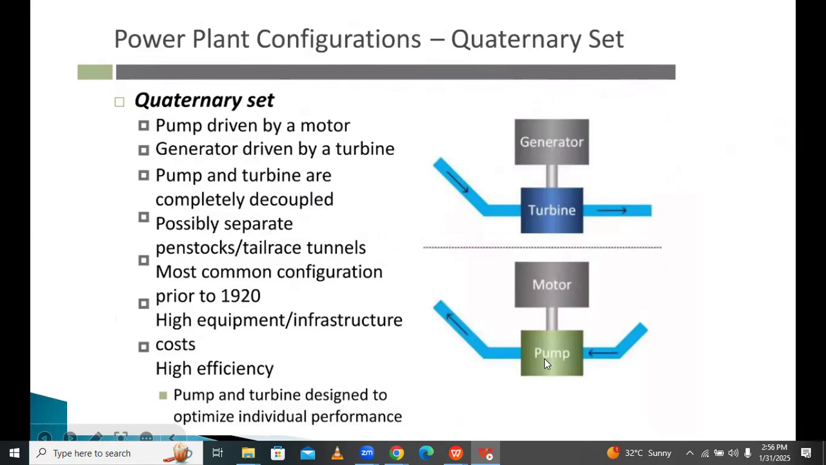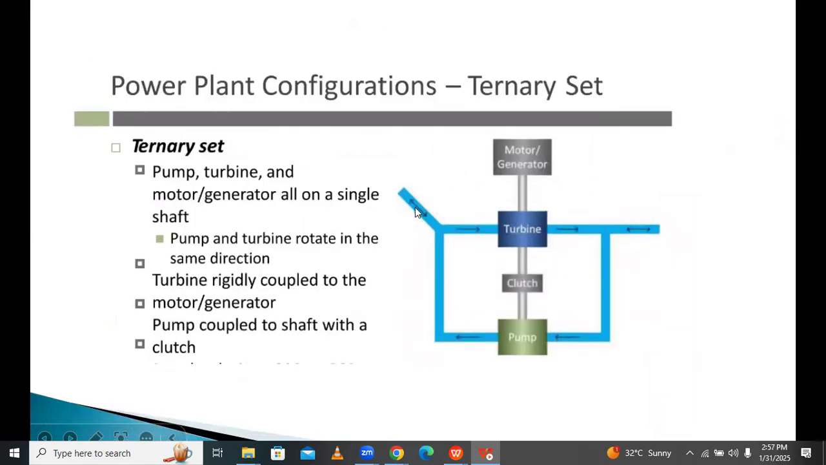A motor pumps the water, acting as a pump to pump water from the lower reservoir to the upper reservoir. A motor is required for that, and to generate electricity when the water flows from the high reservoir to the low reservoir, a generator is required, with the turbine rotating the generator. This is called a quaternary set. A ternary set is nothing but the same machine acting as a motor and generator and turbine and pump.